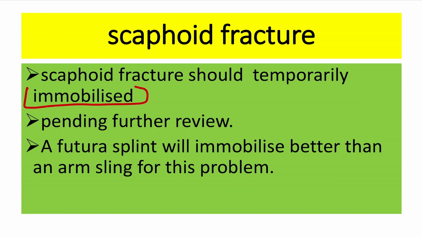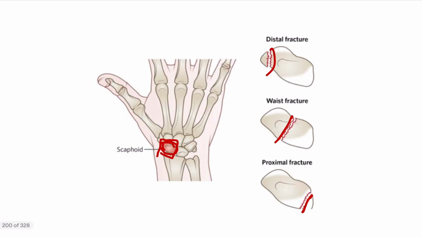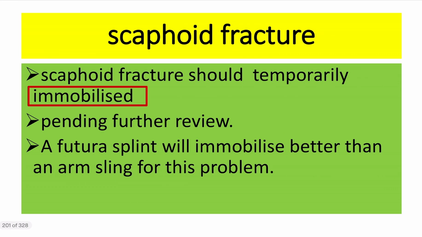Why immobilize? Because there is a chance of developing AVN, avascular necrosis, since the blood supply goes from the proximal to the distal area or waist area. So when there is a fracture, there is a chance of avascular necrosis. We have to immobilize as fast as possible to prevent secondary arterial injury and AVN, that means avascular necrosis.